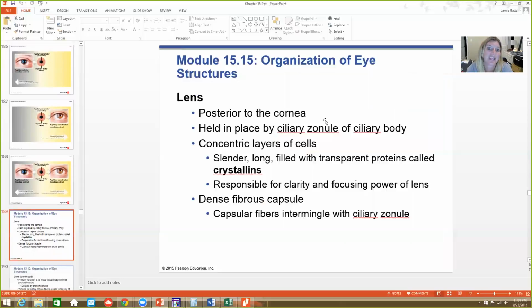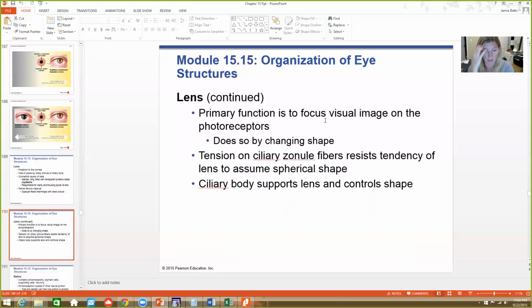All right, let's talk about the lens. The lens is posterior to the cornea. It's held in place by the ciliary zonule of the ciliary body, and there are concentric layers here. It's filled with transparent crystals called crystallins, and those crystallins are responsible for the focusing power of the lens. So it's very dense and fibrous and mostly clear.